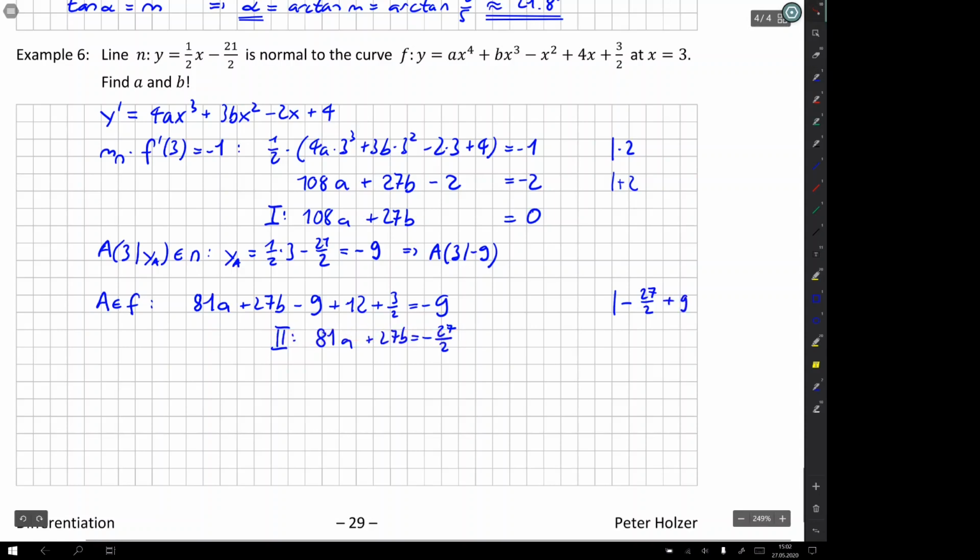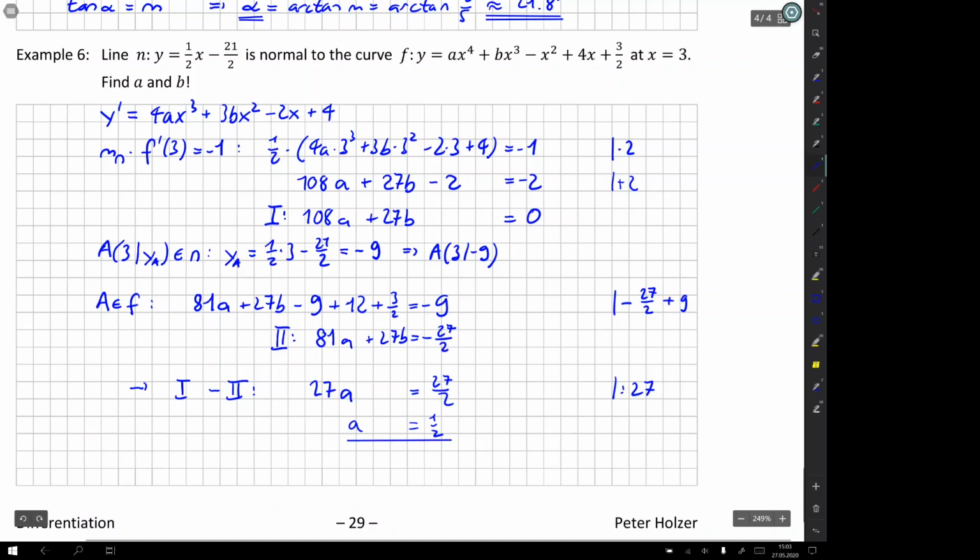Now what we'll do, we'll take this equation 2 and subtract it from equation 1. So we'll do 1 minus 2. 27a remain, the 27b get cancelled out. On the right hand side what remains is just the 27 halves, and dividing by 27 we get a is 1/2.